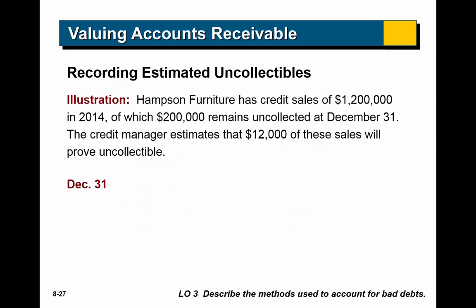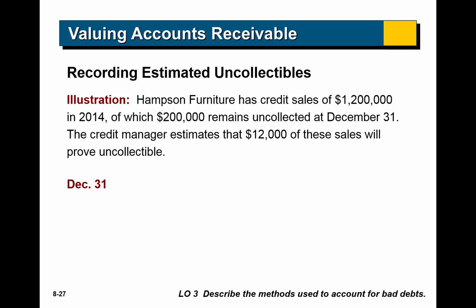All right, so Hampson Furniture has credit sales of $1,200,000 in 2014, and $200,000 of that remains uncollected as of December 31st. The credit manager estimates that $12,000 of the sales will be uncollectible. So they have $200,000 owed to them, and they believe they won't be able to collect $12,000 of it.